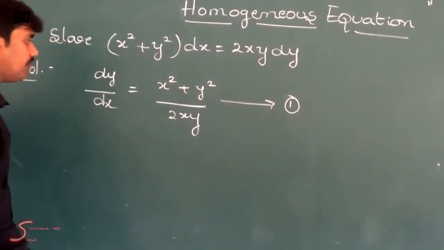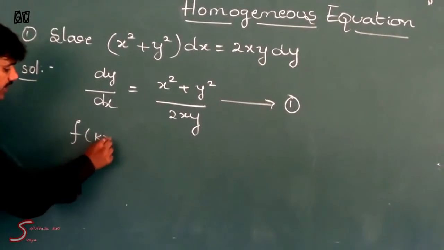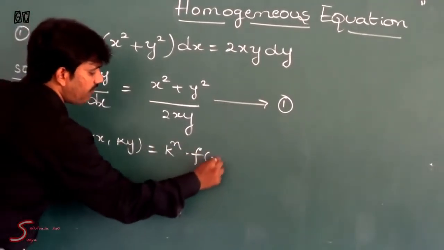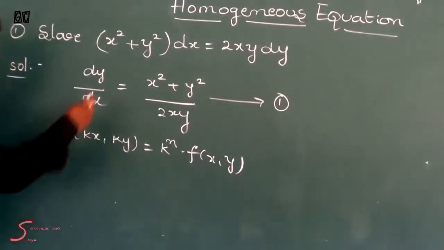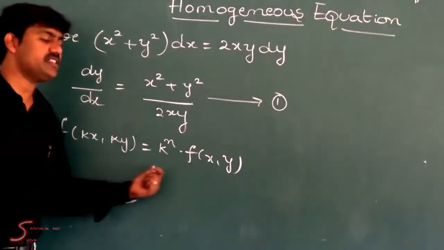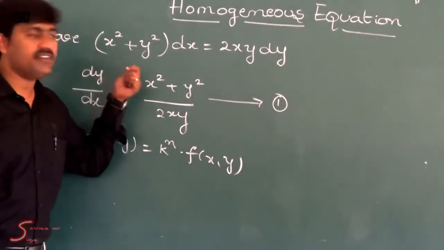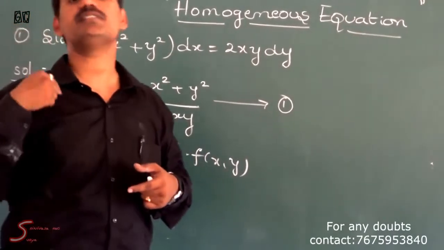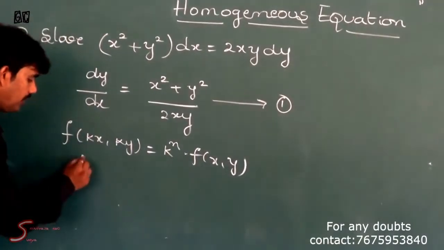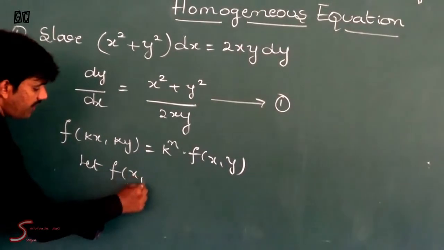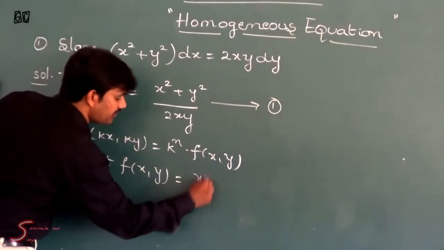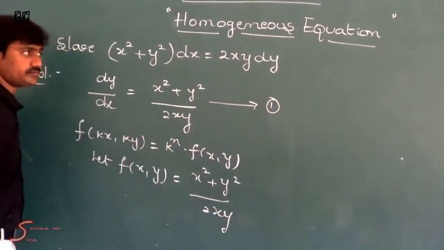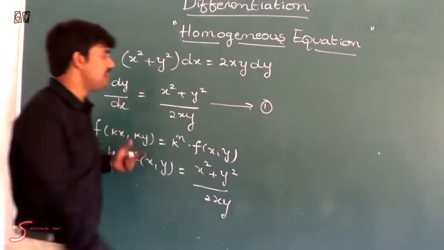Otherwise we have one more condition, that is f of kx comma ky equal to k power n into f of x comma y. If the given function satisfies this condition, then we can say that the given function is homogeneous. So the first step is to check whether the given function is homogeneous or not. Let us assume that f of x comma y equal to the given function, (x square plus y square) by 2xy. Now I am going to check the condition.